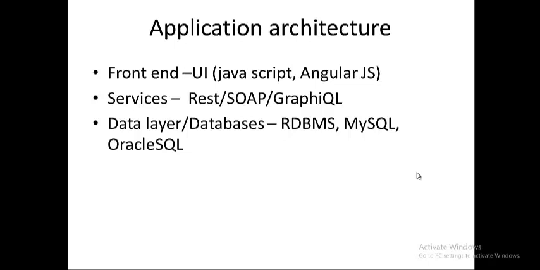Now I would like to explain the application architecture. I've taken a very simple architecture where a system consists of a front end, a service layer or business logic layer, and a data layer or database. So you have the UI, and services might be developed in REST or SOAP or GraphQL, and you have some database, like a SQL database or Oracle database.